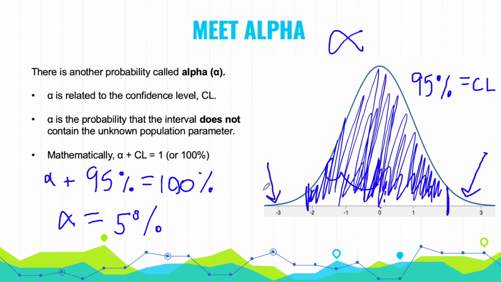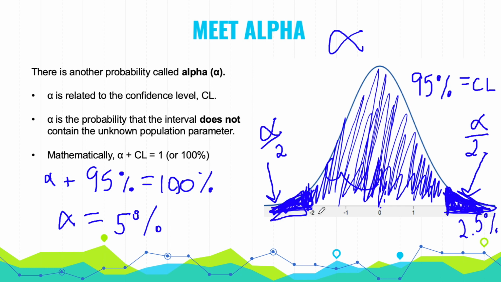But we distribute that between the two tails. So this area over here is alpha divided by 2, and this area over here is alpha divided by 2 as well. This small area is 5% divided by 2, which is 2.5%, this dark area shaded here. And over here we have the same amount. Alpha, 5% divided by 2, is 2.5%.